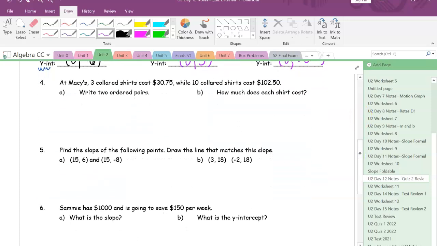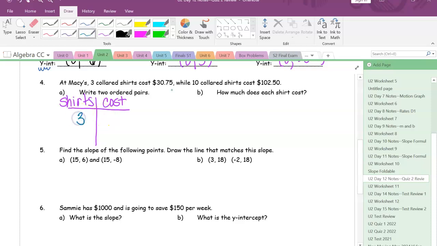At Macy's, 3 collared shirts cost $30.75, while 10 collared shirts cost $102.50. Some of you might choose to just write 2 ordered pairs. I'm going to make a table. I have money and I have shirts. I know that money or cost is always dependent, so I'm going to put that over here. And that means my shirts will be independent.